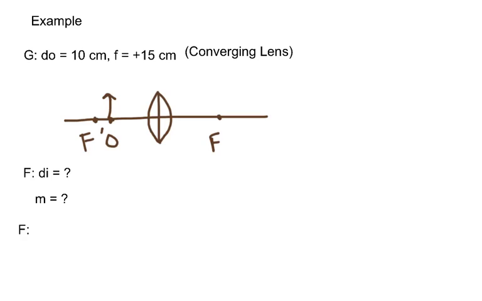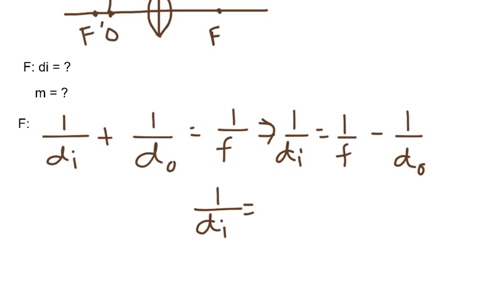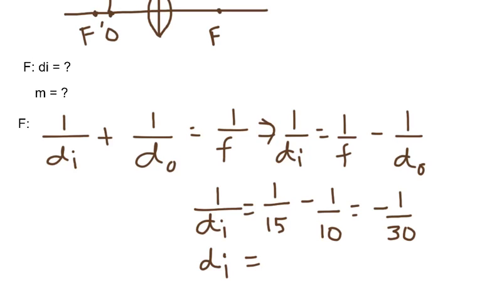So the formula we're going to use is the lens equation, which is 1 over d sub I plus 1 over d sub O is equal to 1 over the focal length. Or we can say 1 over d sub I is 1 over the focal length minus 1 over d sub O. So plugging in numbers, 1 over d sub I will be 1 over 15 minus 1 over 10, and that gives me an answer negative 1 over 30. So take the inverse of both sides, and the distance of the image is equal to a negative 30 centimeters.